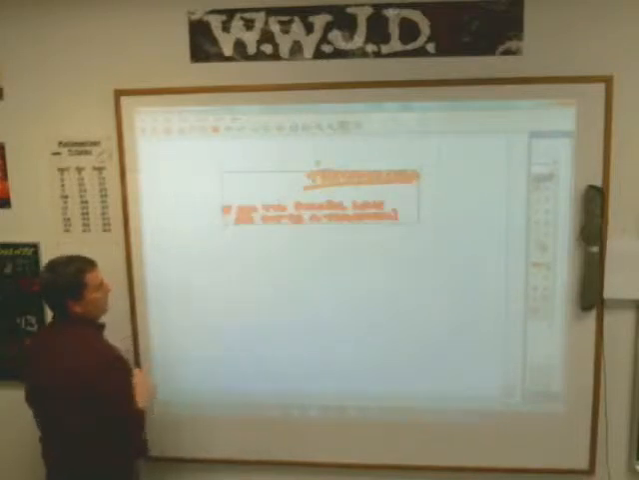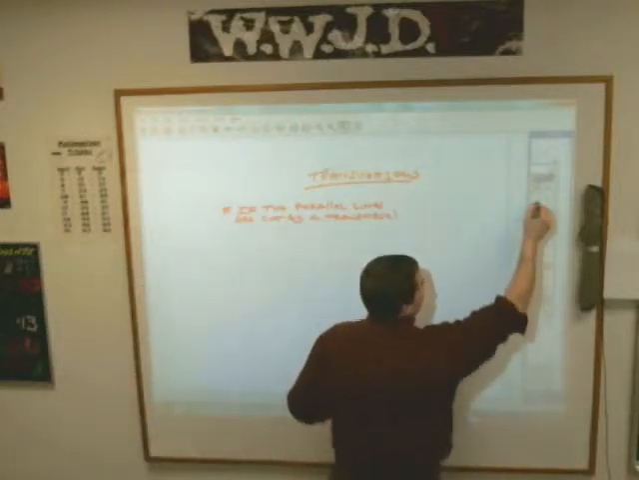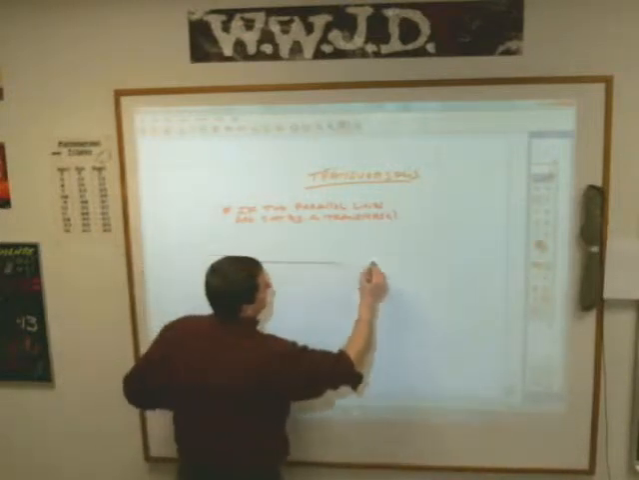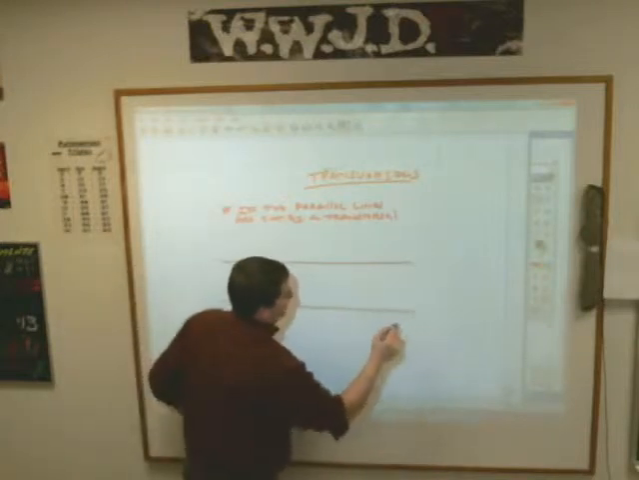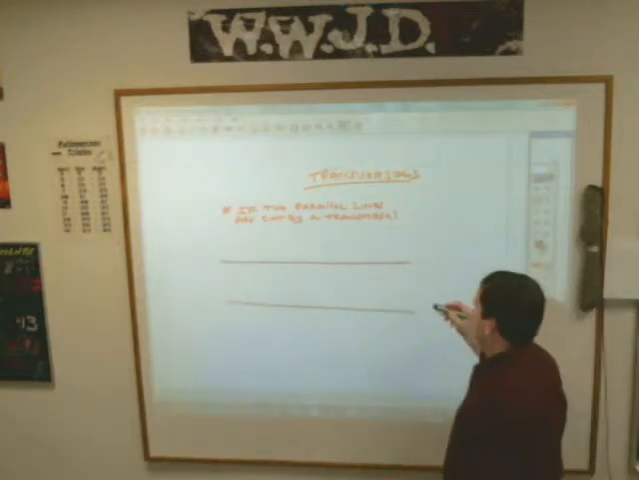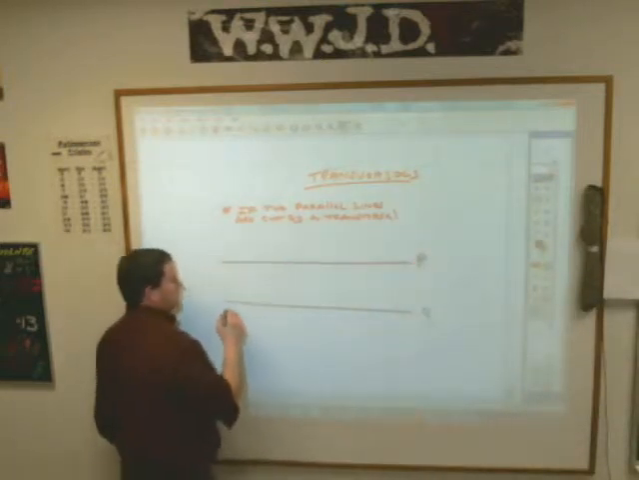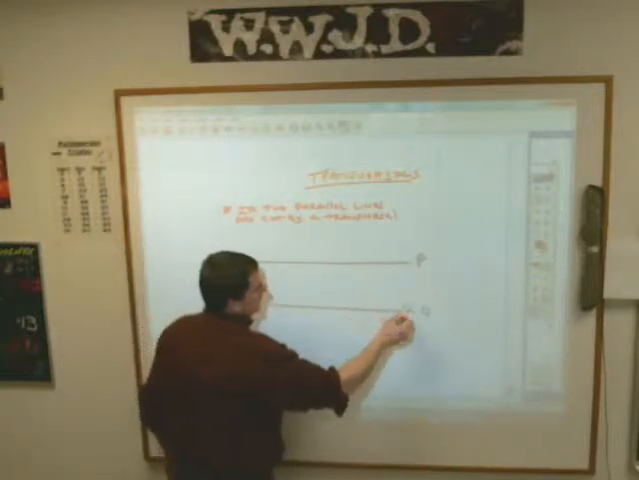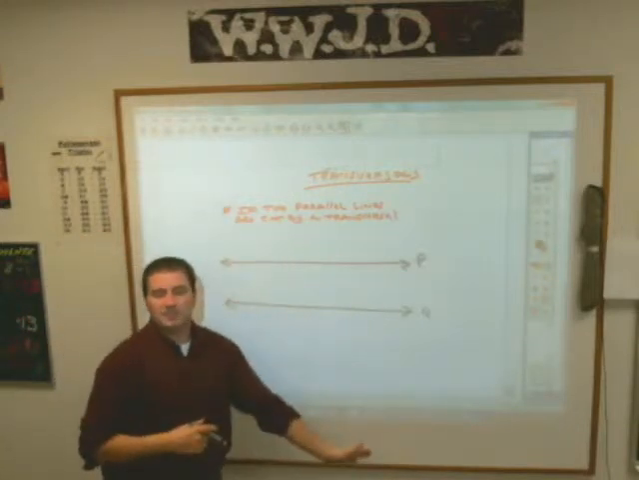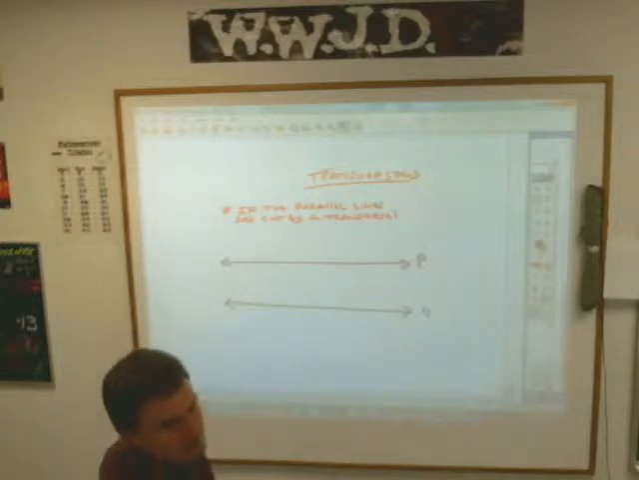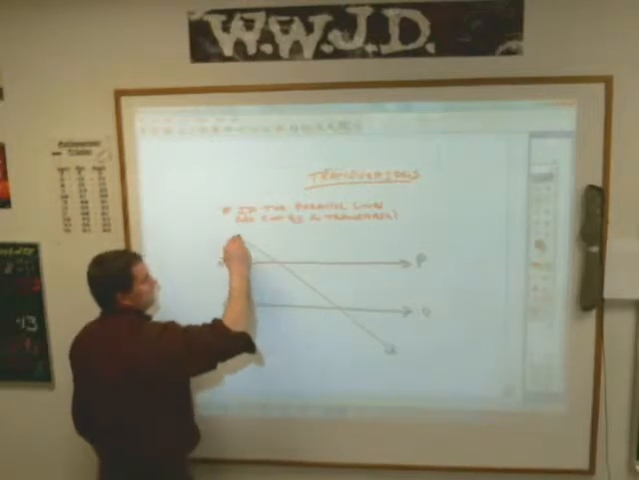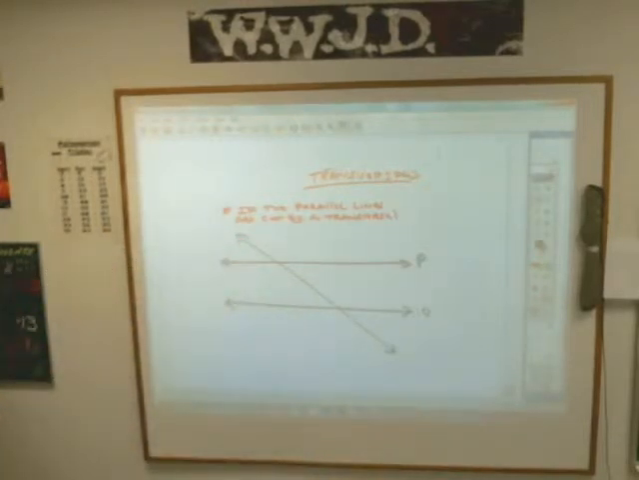If two parallel lines are cut by a transversal, and you have an example there on your paper of that. First of all, you've got two parallel lines that look like this. They were labeled P and Q, top one P, bottom one Q. My parallel lines aren't as parallel as I would like. And they are cut by a transversal. The transversal is that line that slices through them. They're cut by transversal T.